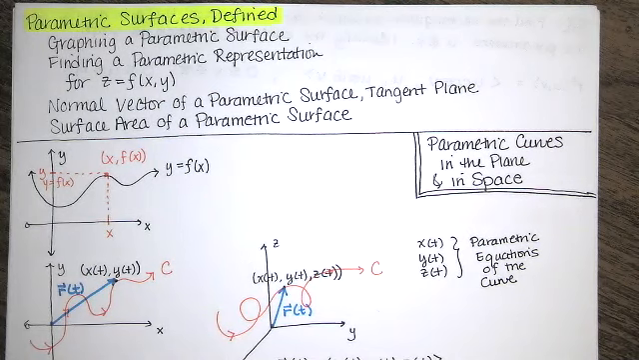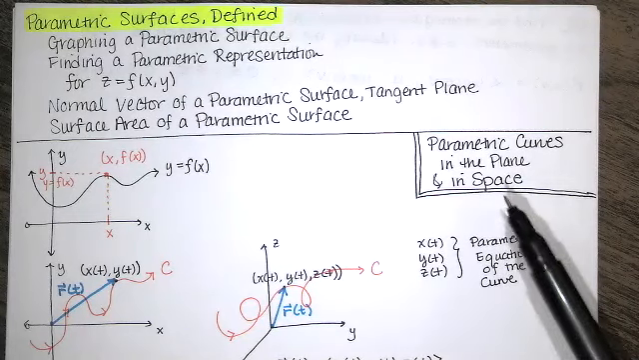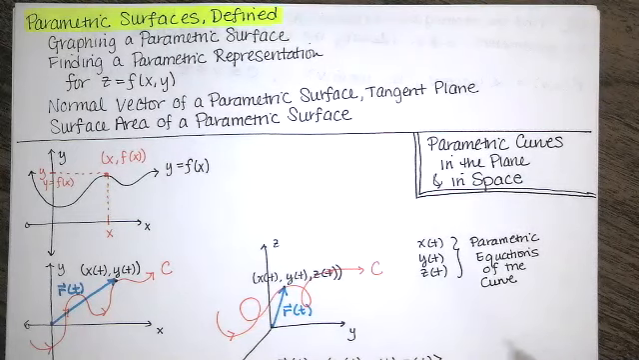I'll show you how to find the normal vector of a parametric surface and then use that normal vector to construct the equation of the tangent plane. And then I will show you how to find the surface area of a surface given parametrically. So let's briefly talk about parametric curves and then talk about how we extend that to come up with equations for parametric surfaces.